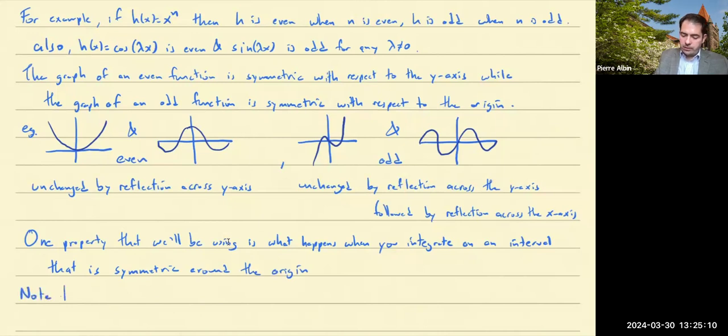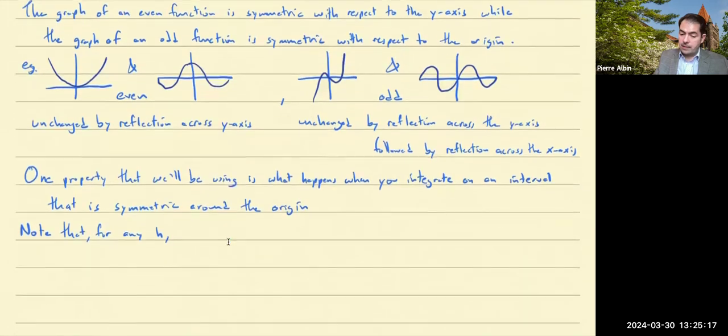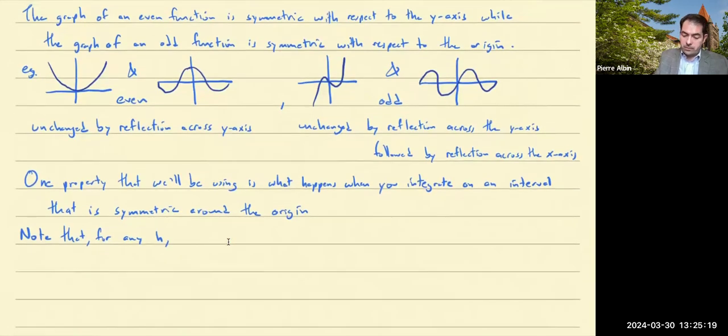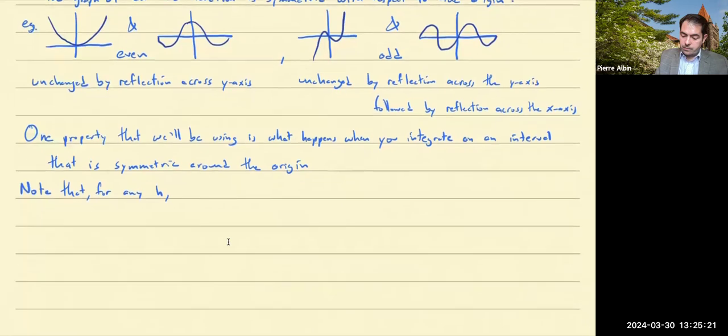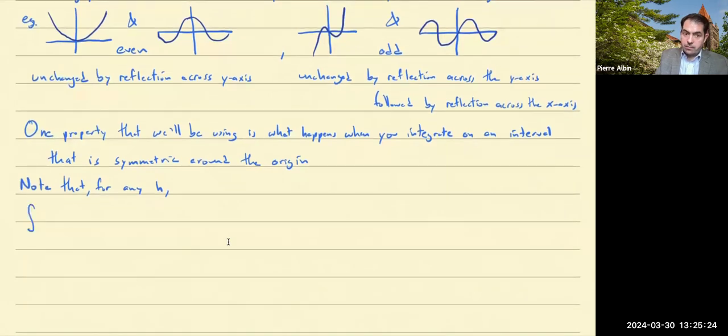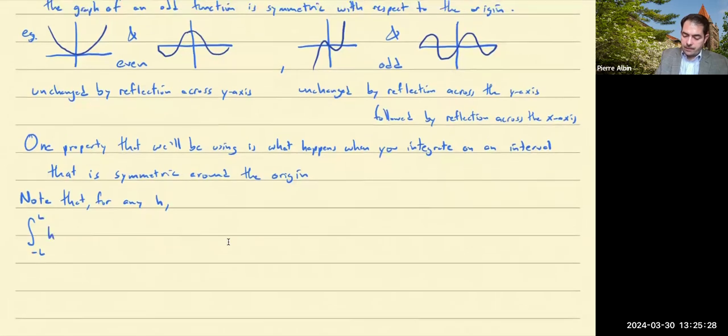So first note that for any function h, if you integrate between minus L and L, then what you can do is write this as an integral from minus L to 0 plus an integral from 0 to L.